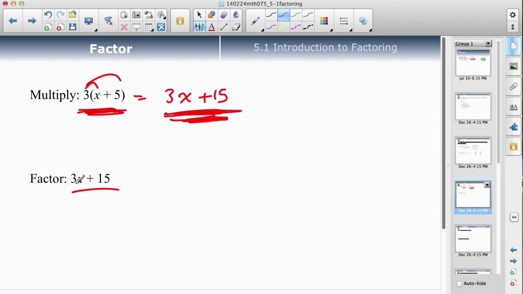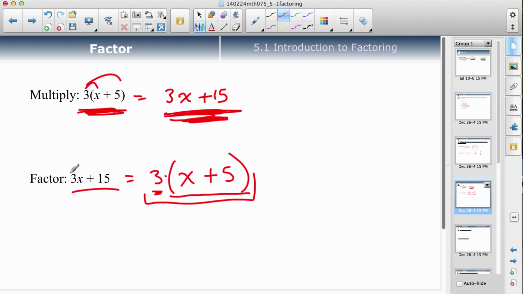So I want to look for something that's common to both. Looks like this one doesn't have any x's, so I can't take x's out of both. But 3 is a common factor, so I could take 3 out. When I divide this by 3, I get an x. I divide this by 3, I get a positive 5. So this would be a factored version. This is a factor, and this here is a factor. The product of those two gives me that.